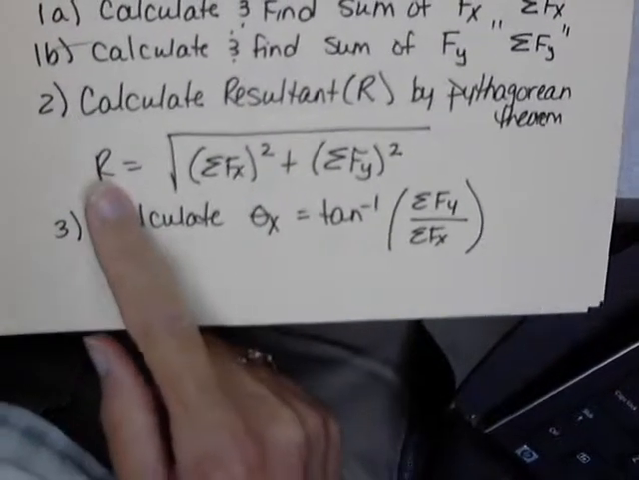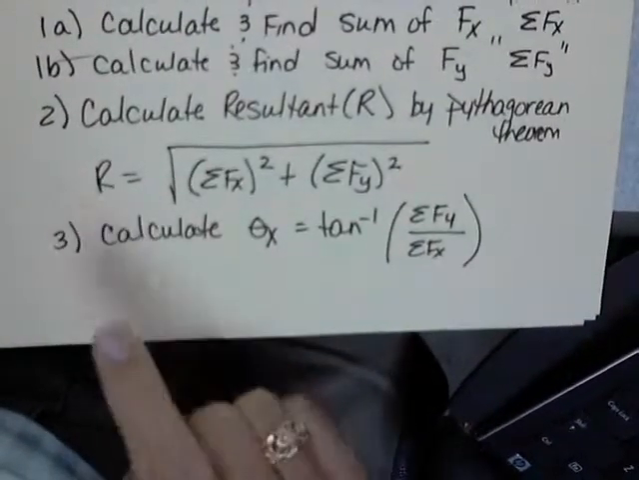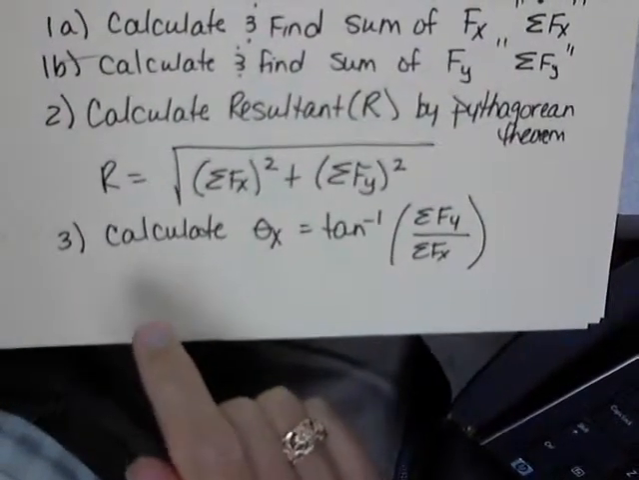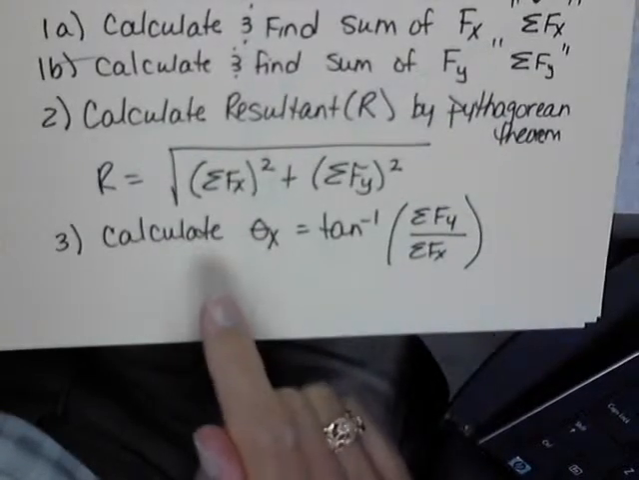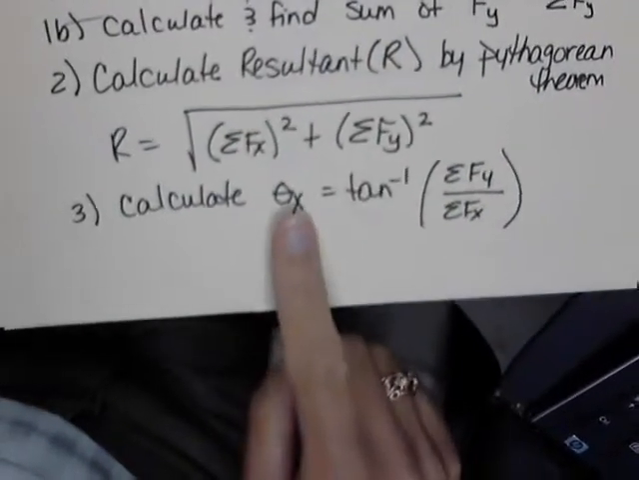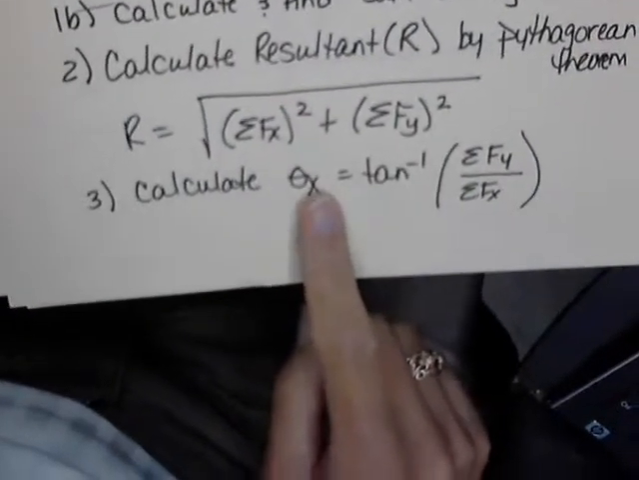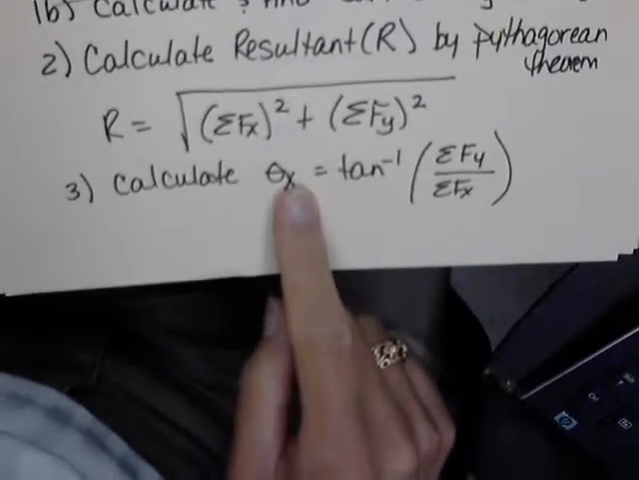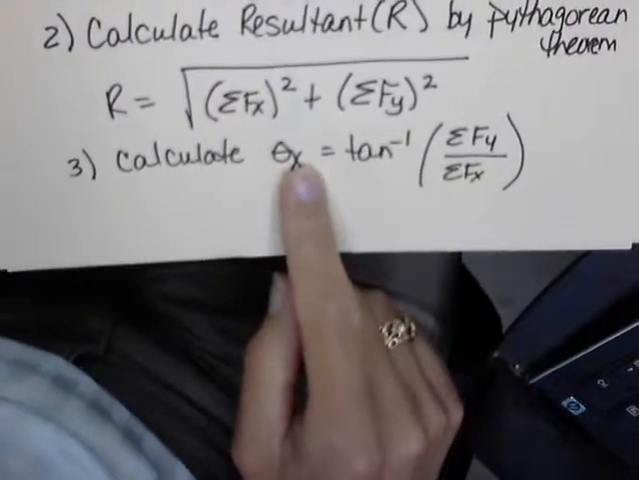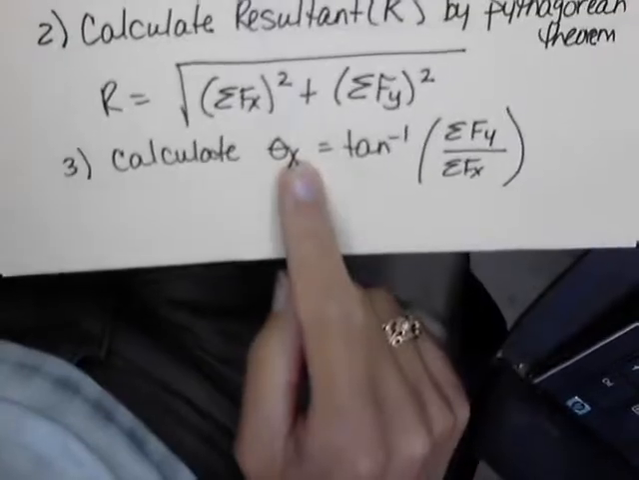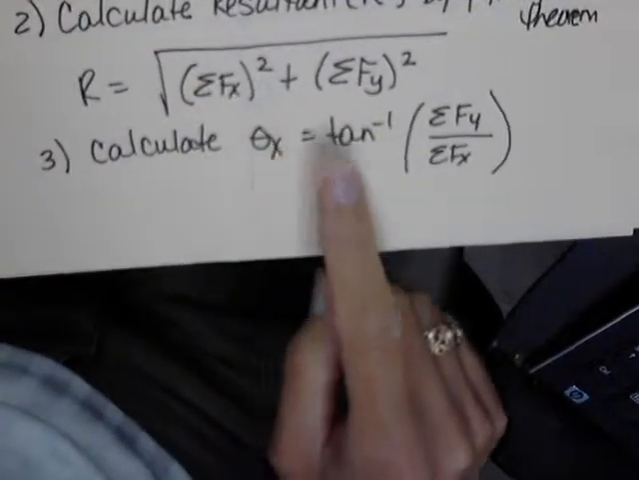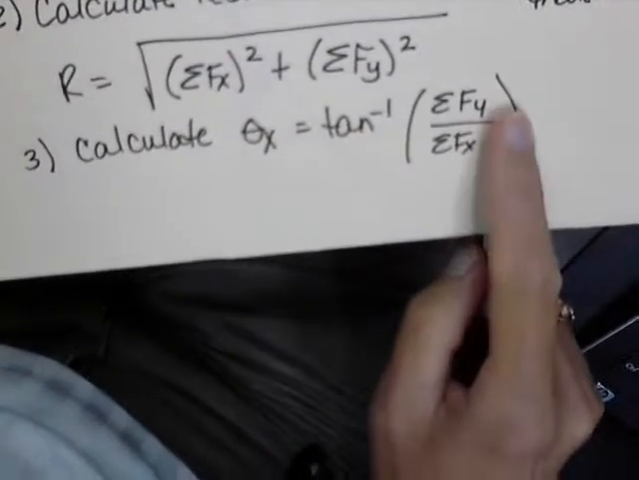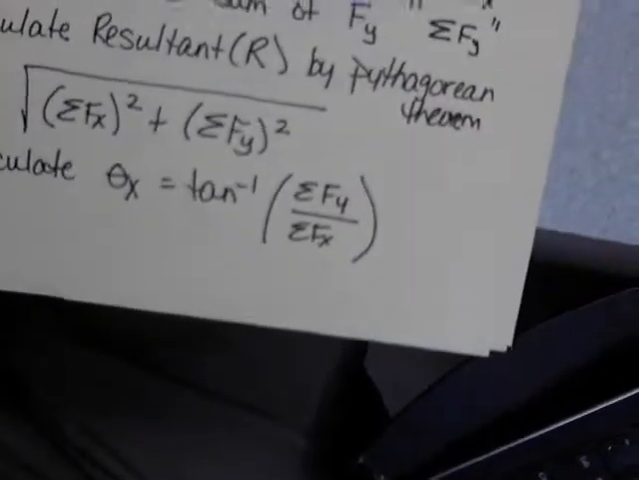Remember, magnitude has units. It might be pounds or newtons. Last thing we want to do is actually calculate its direction, and that's theta. Again, it's always with respect to an axis, so we either use x or y. If you're going to do it with respect to the horizontal, which is where we live usually, it's going to be inverse tangent of the sum of the forces in the y divided by the sum of the forces in the x.